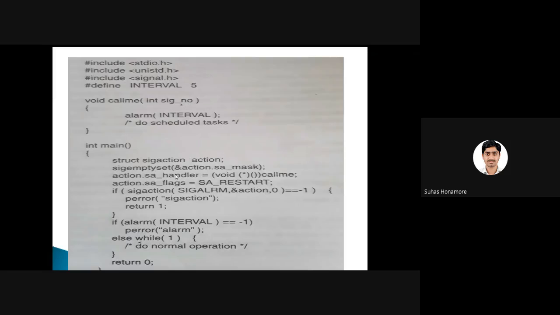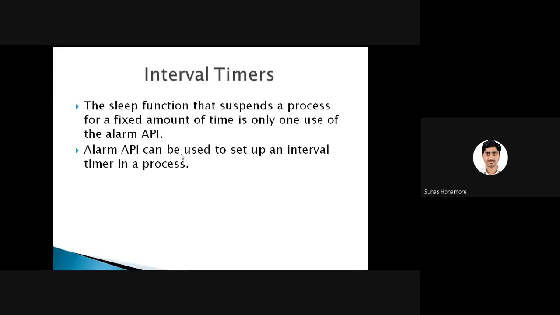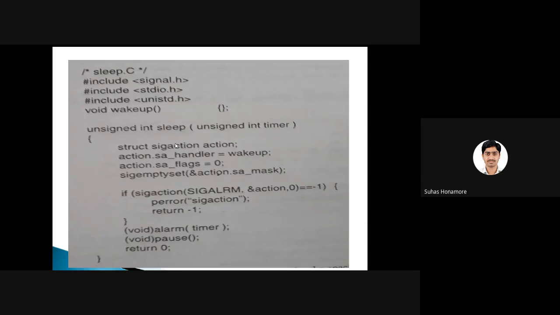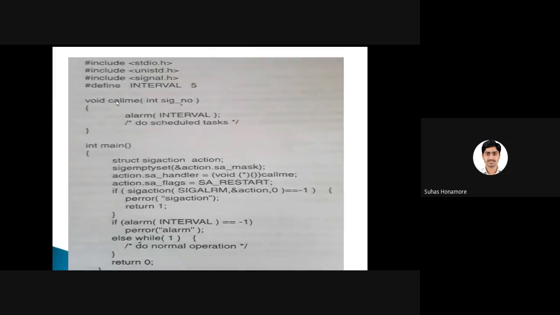Here is one example. Here is the callme, a command handler. We take the signal number, and in it we call alarm with an interval. Like when we had sleep, where inside sleep we call alarm, in the same way in this handler we call alarm. In main, first we create this sigaction variable.